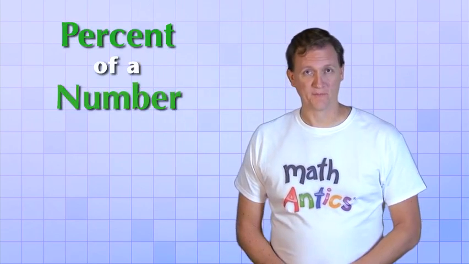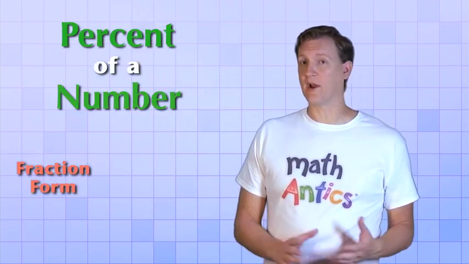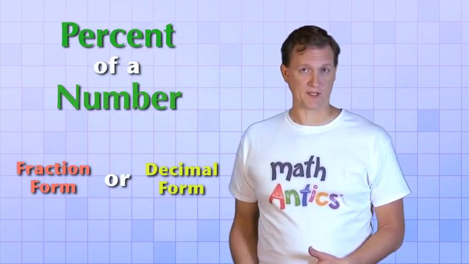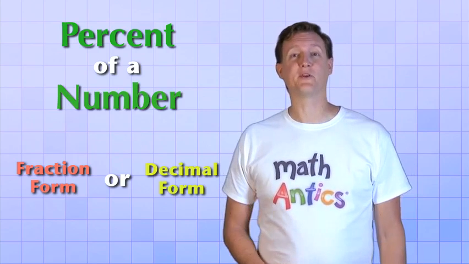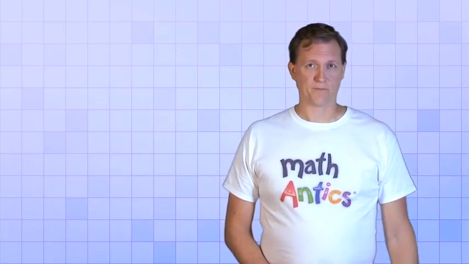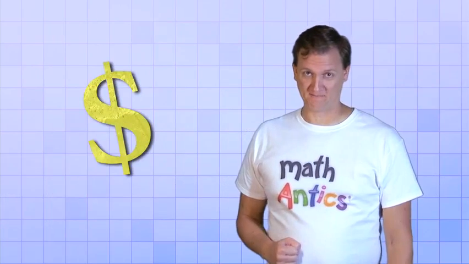Oh yeah. So that's how you find a percent of a number. You just multiply the number by either the fraction form or the decimal form of the percent. Either way will give you the right answer, so you can choose whichever will be easier for you to do. Let's see a couple more examples before you practice on your own. This next one involves money.